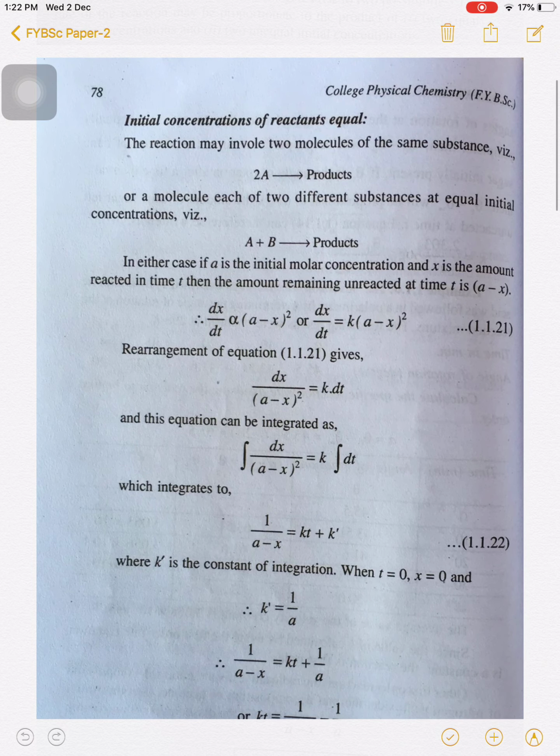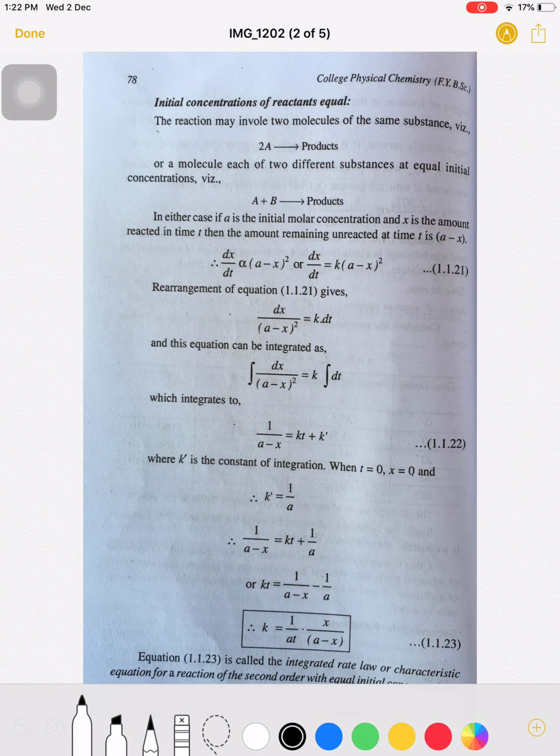So now see here, this is the integrated derivation. Suppose the reaction involves two molecules of the same substance. Only a single substance is there, but two molecules are involved; such a reaction is also known as a second order reaction. The second possibility is two different substances A and B at equal initial concentrations; such reactions are also part of second order reaction.